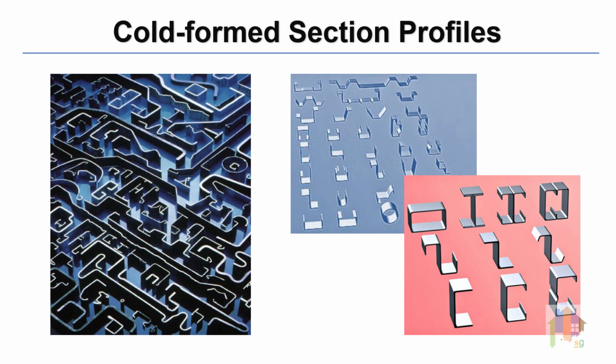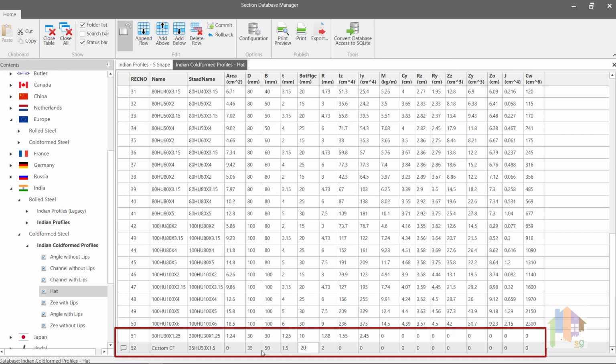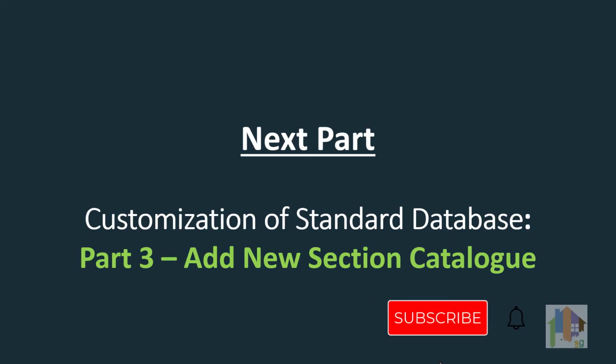If you want to know more, let me know in the comments. Now, I have modified the database to add my custom sections. Do you know where this data is stored or how to transfer the database to another computer? In the next part, I will discuss this along with how to add a new section catalog in STAAD. Stay tuned and thanks for watching.